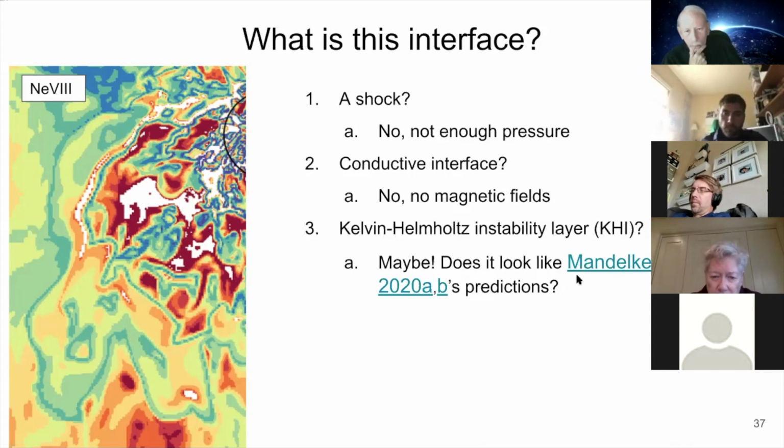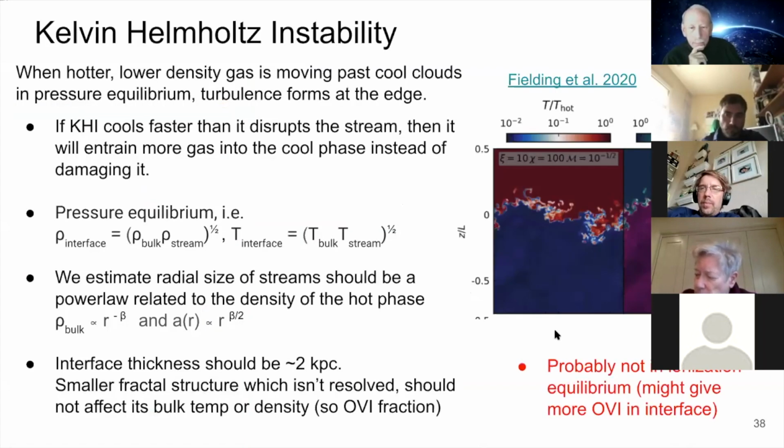To test whether it seems to follow those rules, we're going to look at these papers by Mandelker et al. 2020, 2 papers. And here's what Kelvin-Helmholtz instability actually looks like. This is that paper Joel mentioned by Fielding et al. 2020. Basically, the idea is KHI will cause cool clouds that are moving past hot low density clouds, if they run past each other at their edge, you'll create a bunch of ripples, basically turbulence.